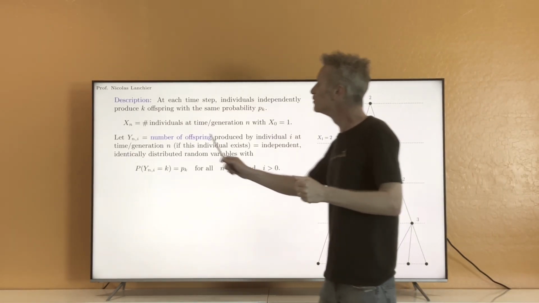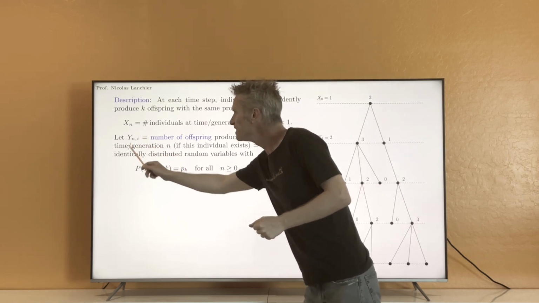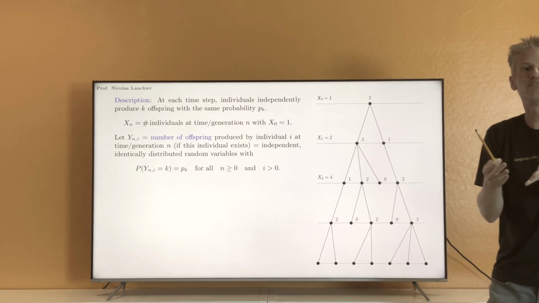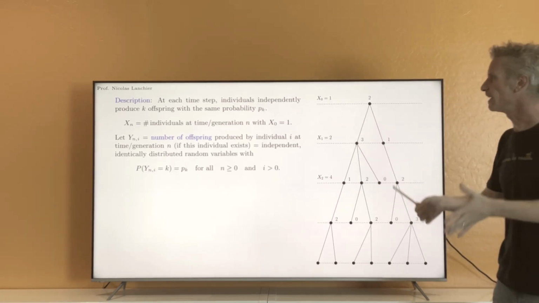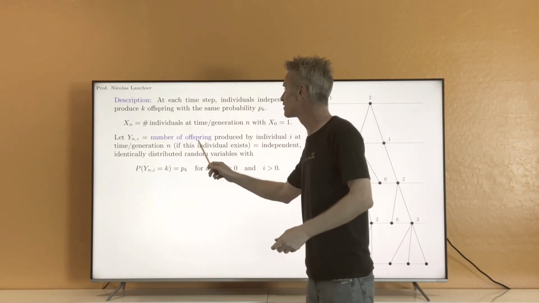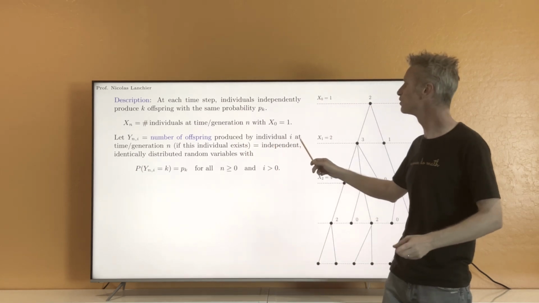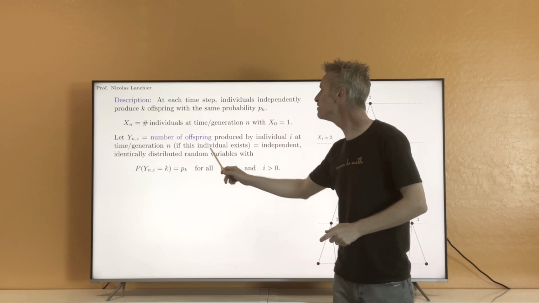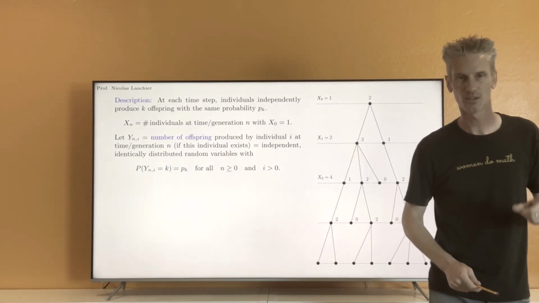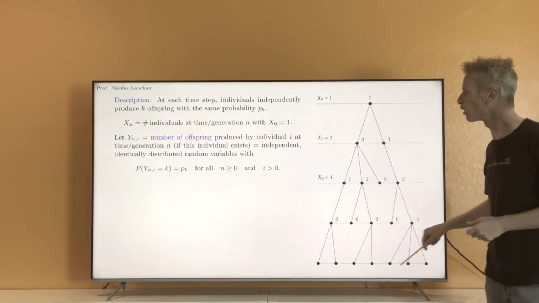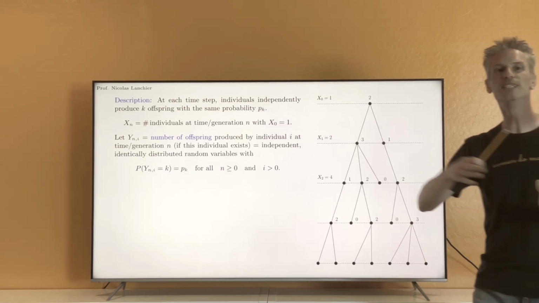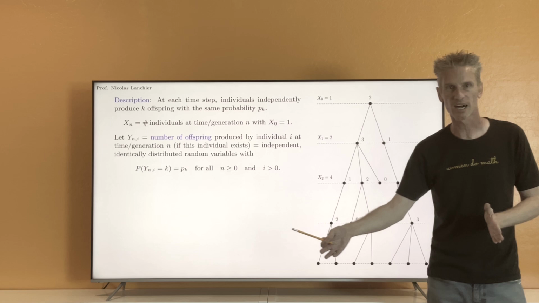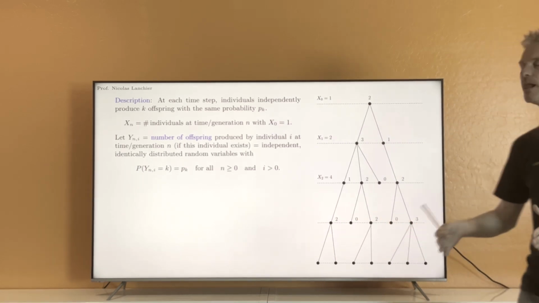Then notice that, so what is this y and I in our picture, for instance? What is the interpretation of that? Well, that's going to be the number of offspring produced by individual I at time n. But notice I precise if this individual exists. If you simulate your process, you want to do it as fast as possible. You don't want to ask your computer to do extra calculations that are useless.